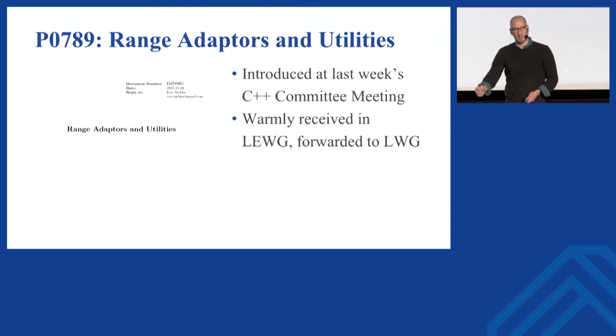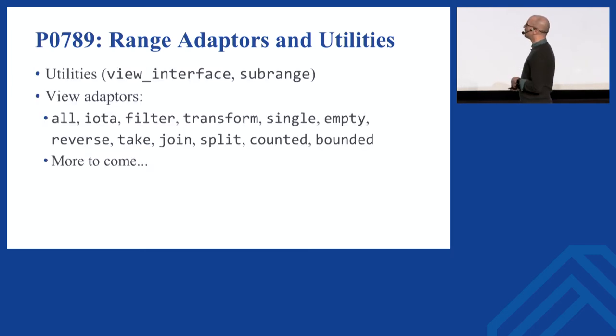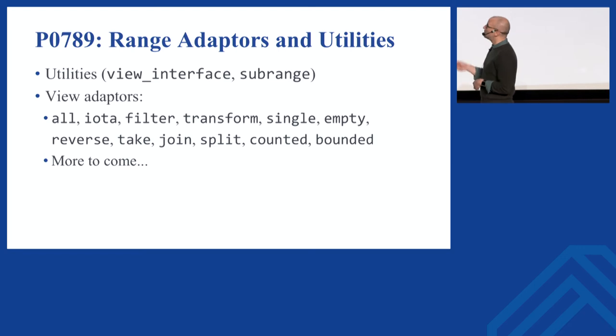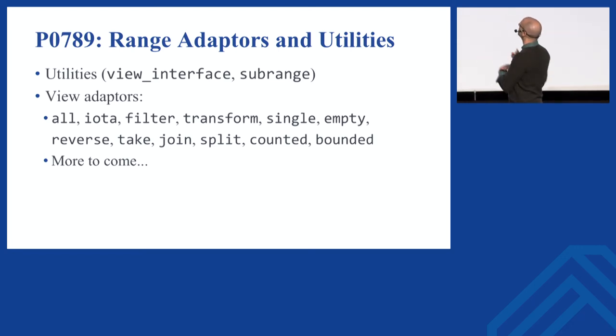They put a stamp of approval on it, and they forwarded it off to the library working group, who is going to look at the detailed wording. But the design is approved, and we're moving forward with that. It includes some utilities, view interface and subrange, and a bunch of adapters. So we're getting iota and filter. We're going to get transform, single, empty, reverse, take, join, split, counted, bounded. Those are all lazy.